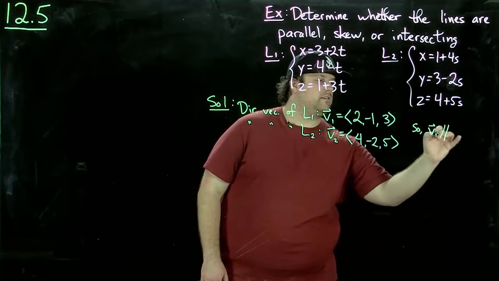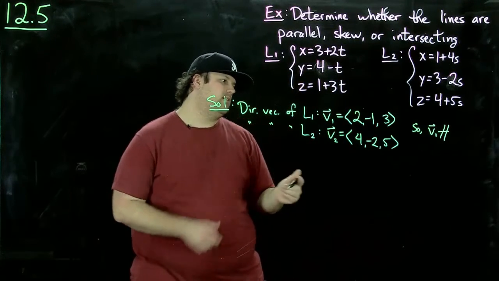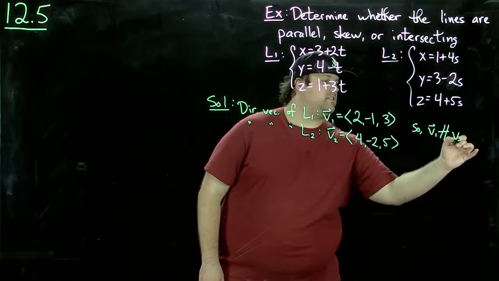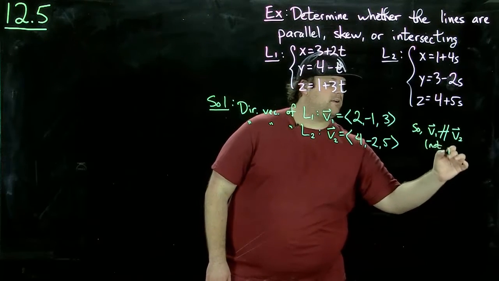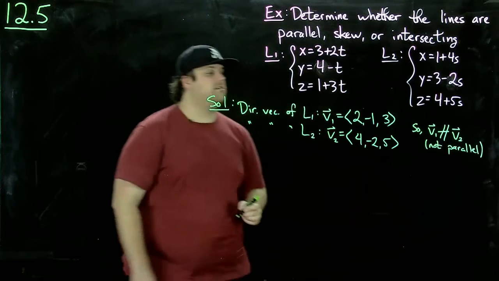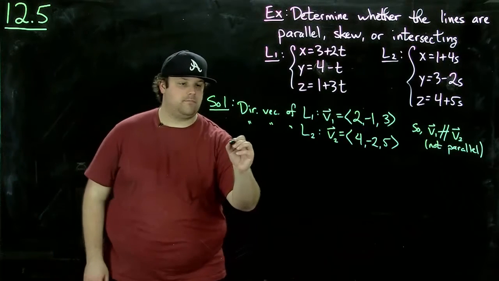V1 is not parallel to V2. Let's just write in parentheses here: these are not parallel. Right? So that means the lines aren't parallel.